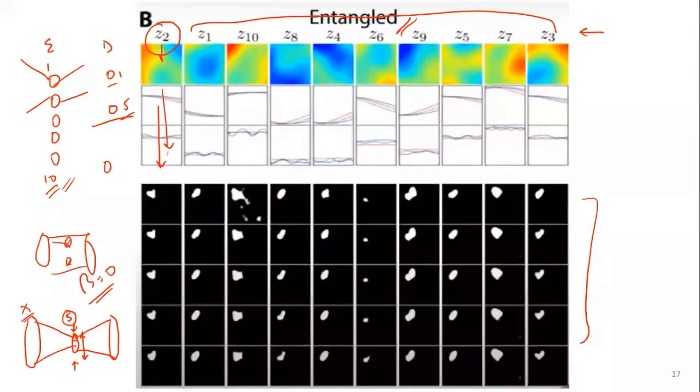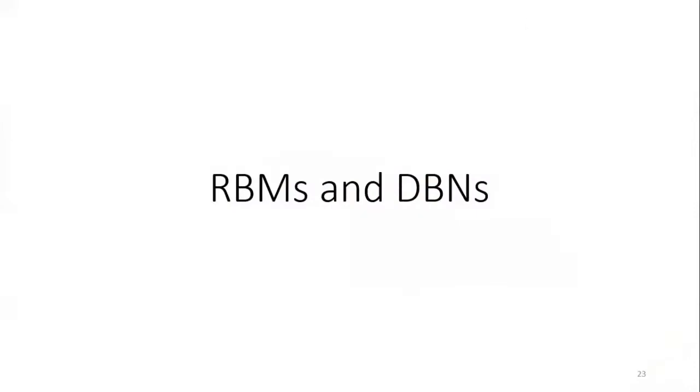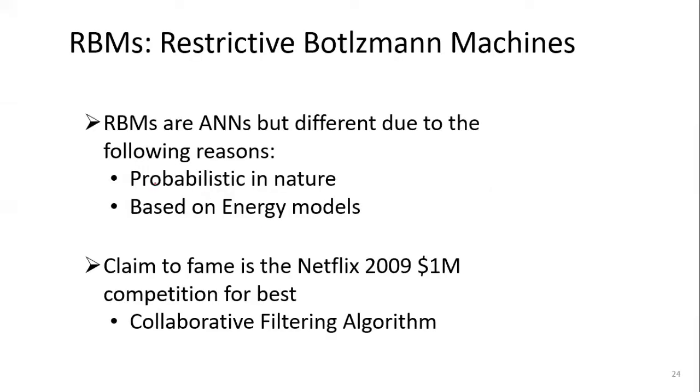So let's go on. The next topic that we're going to discuss is something called RBMs and DBNs. These are referred to as restricted Boltzmann machines. Okay, it's quite a mouthful. And DBNs are basically a deep version of RBMs. Now, the concept behind RBMs is quite useful, and it's something that has been used in the past and is still quite often used.